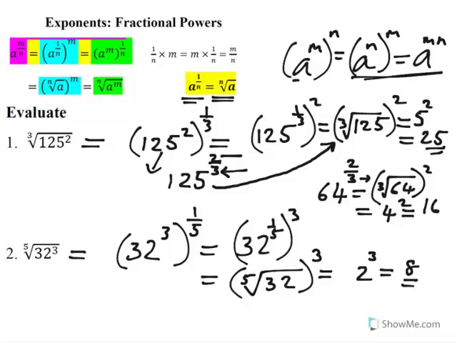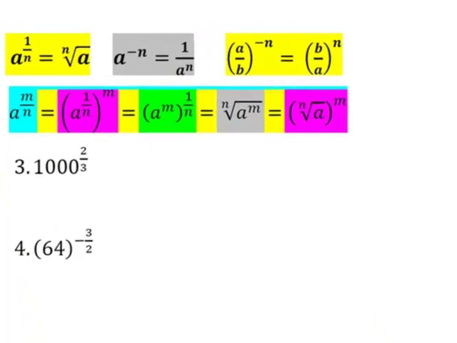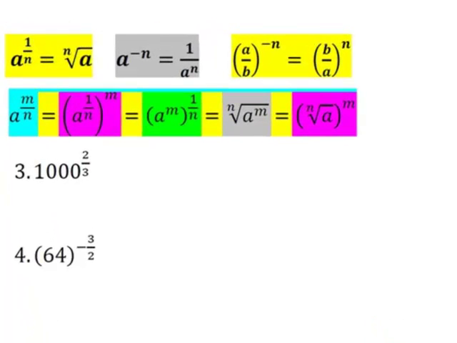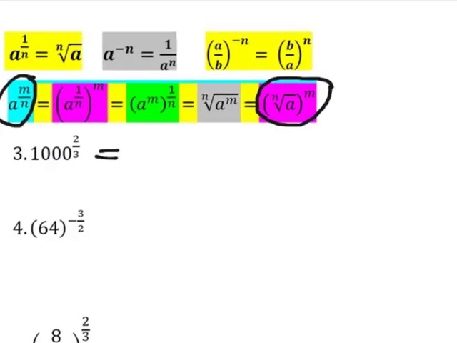Okay? Now you can follow this rule if the question is in that form. You can follow this process. But in some cases, it's like number 3. It's already written as a fractional power, 2/3. So what we need to do then is to look at the a to the power of m over n, and look at this one here, the nth root of a to the power of m. What is n in this case? It's 3. So n is 3, and what is m?